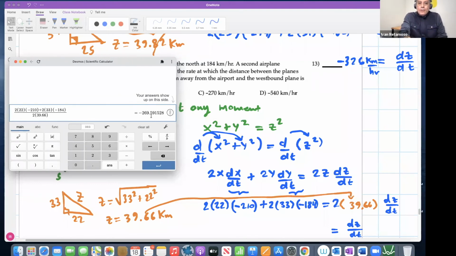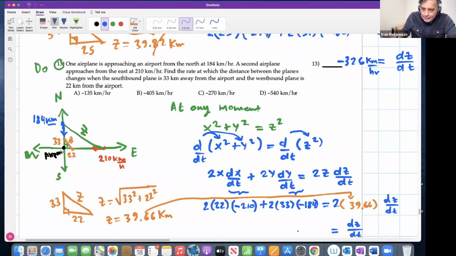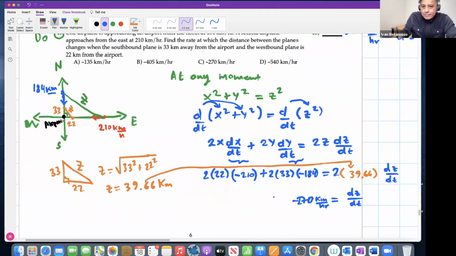So that gives us negative 269.59. Rounding this to a whole number, whole integer, it will be 270, right? Because of the 5, 270. So negative 270. So we can say that negative 270 kilometers per hour will be the rate of change of z for this distance, right? Very good. You look through and it's here.